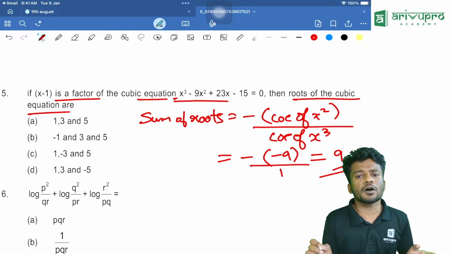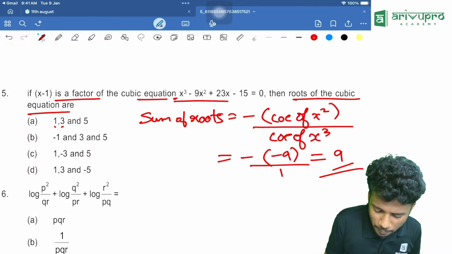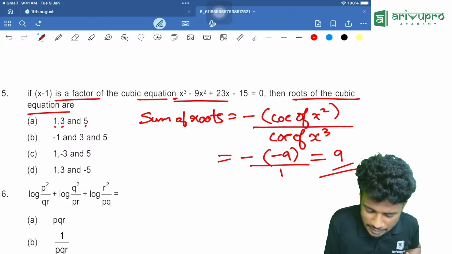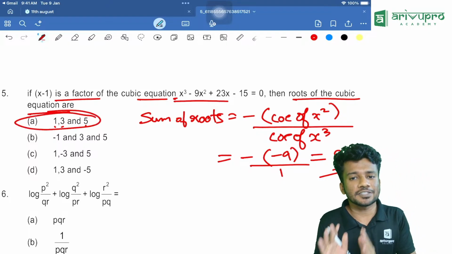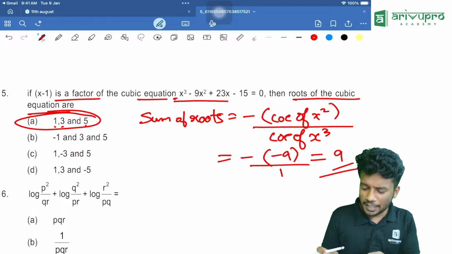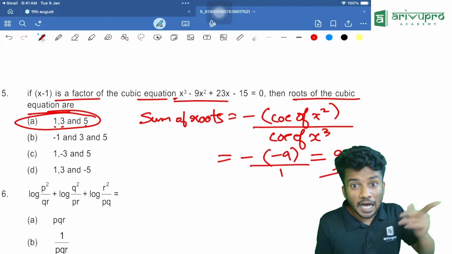Now check which of the options is giving you 9. That is 1 plus 3 plus 5, how much is that? That is 9. So option A is your answer. Very easy question. A similar question was there in your last attempt.